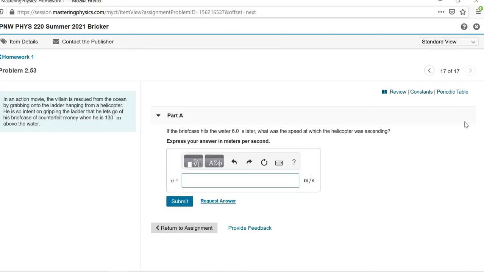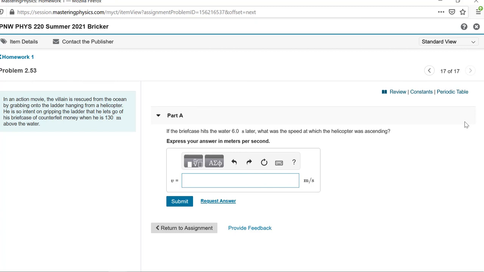In an action movie, the villain is rescued from the ocean by grabbing onto a ladder hanging from a helicopter. He is so intent on gripping the ladder that he lets go of his briefcase of counterfeit money when he's 130 meters above the ground. If the briefcase hits the water 6 seconds later, what was the speed at which the helicopter was rising?